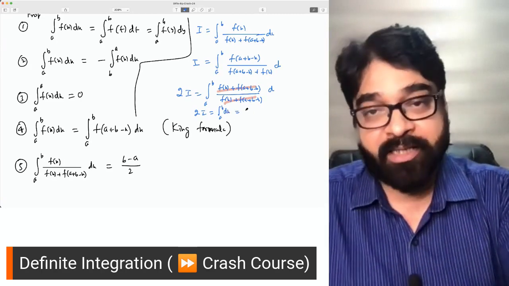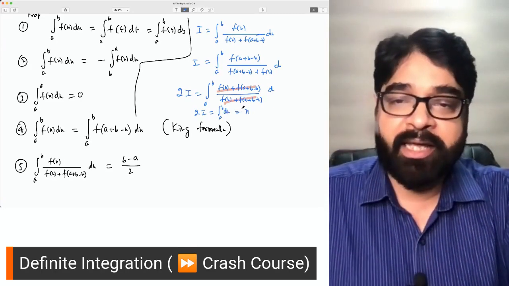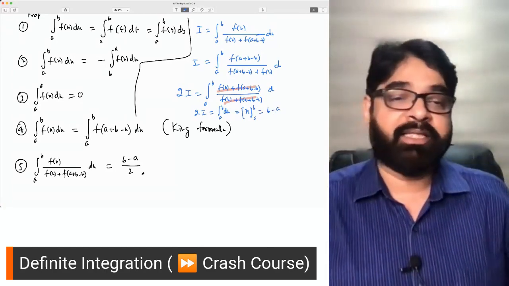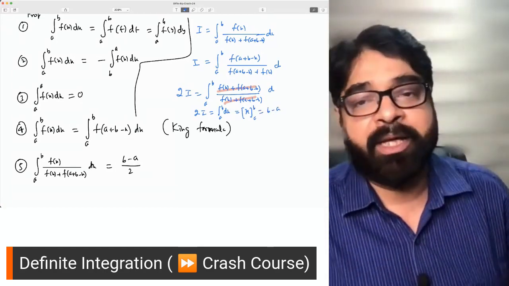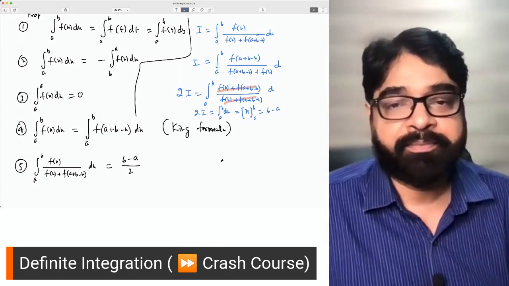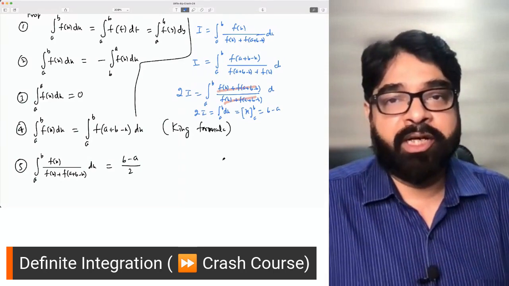And the integral of dx is x, from a to b, that means b minus a. So I equals (b minus a) by 2. So whenever this form is coming, no need of wasting time, directly apply and get the answer. I'm sure it's clear to everybody.